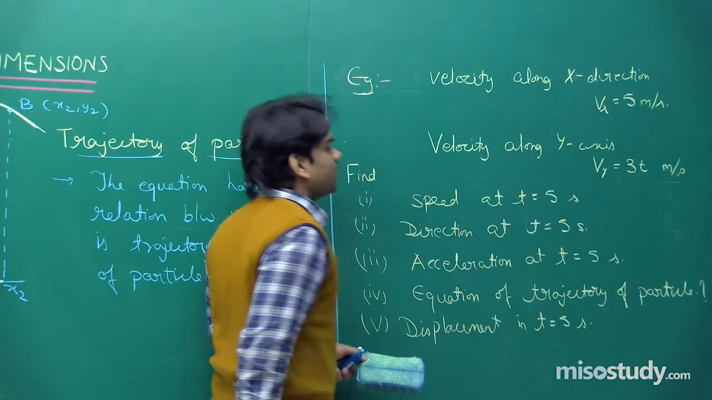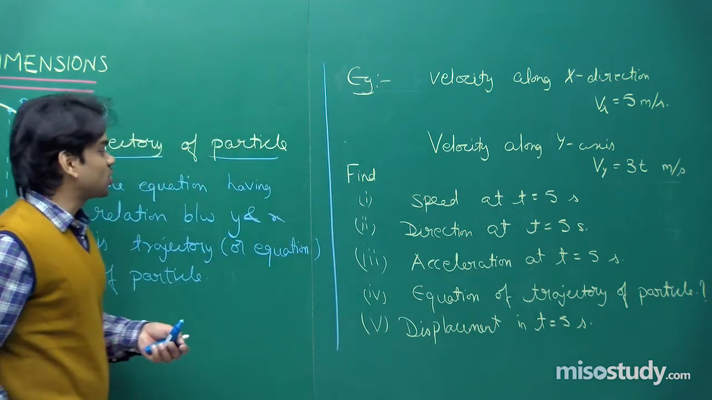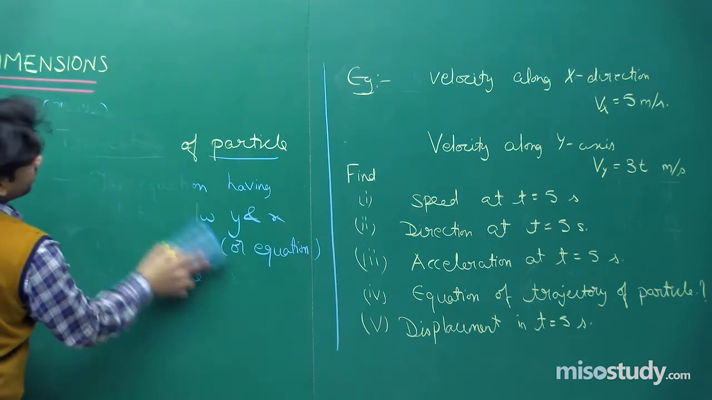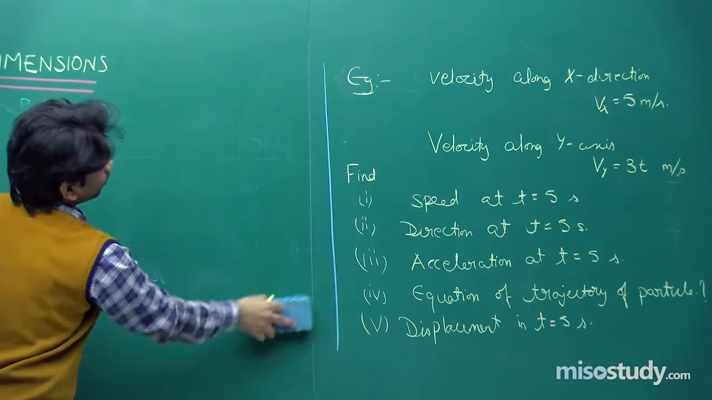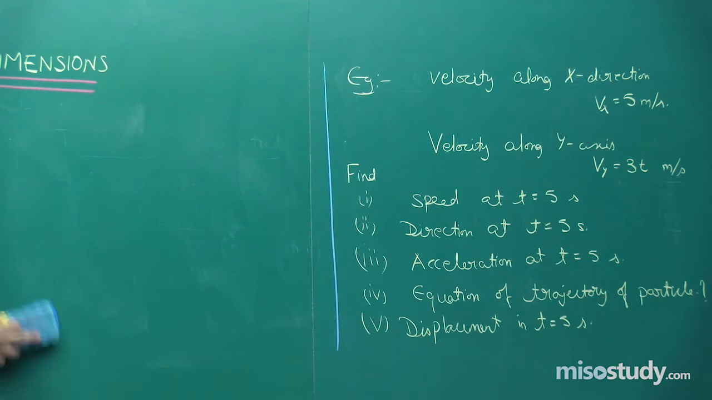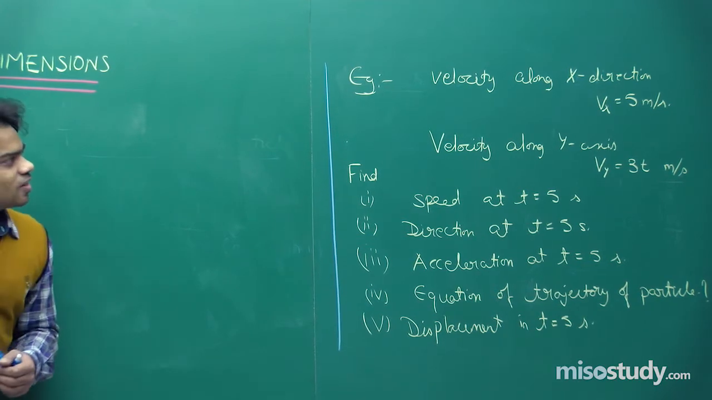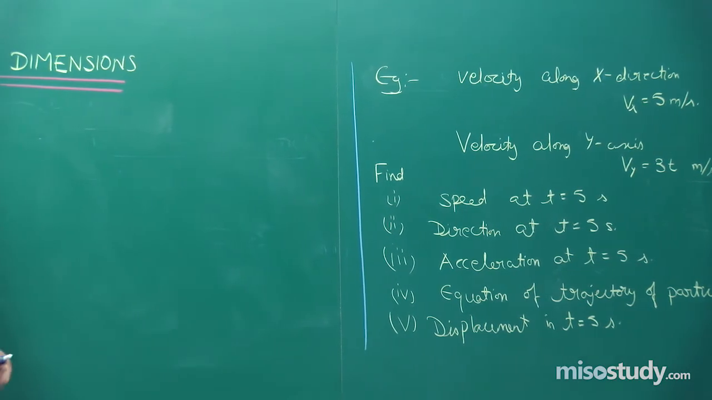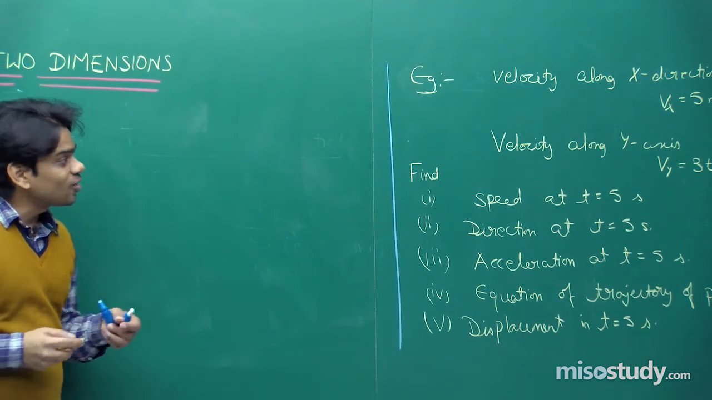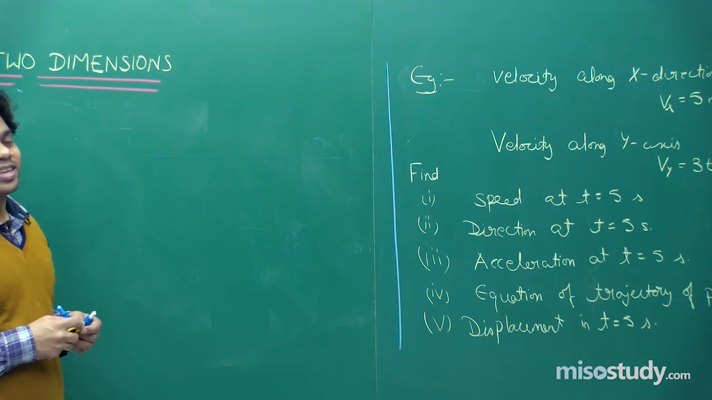A simple example, you will see how we can solve for two-dimensional motion. Let us do this basic question. Hope the question is visible to you all. See here. Velocity along the x-axis Vx is 5 and Vy is 3t, so only Vx is constant. Vx remains constant, and Vy is regularly increasing with time.